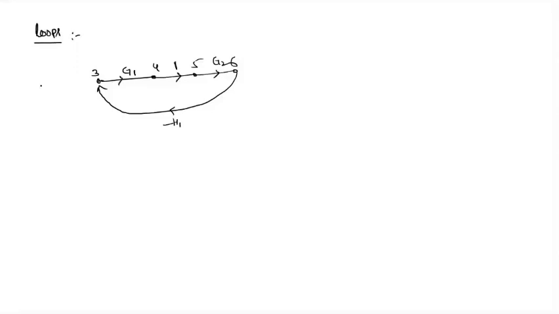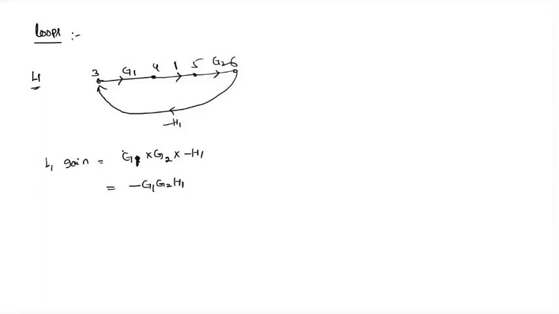So this is the loop 1. It is indicated as L1. For this loop 1, what is the gain? L1 gain equals the product of G1, into G2, into minus H1. Finally, we will get minus G1 G2 H1. This is the thing regarding L1.